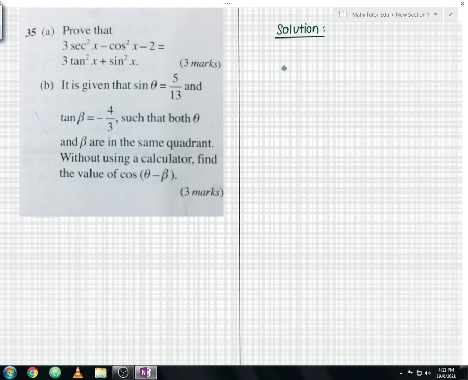Now I'll be discussing Form 5 Additional Mathematics, Chapter 6 Trigonometric Functions, Long Question, Example 5.